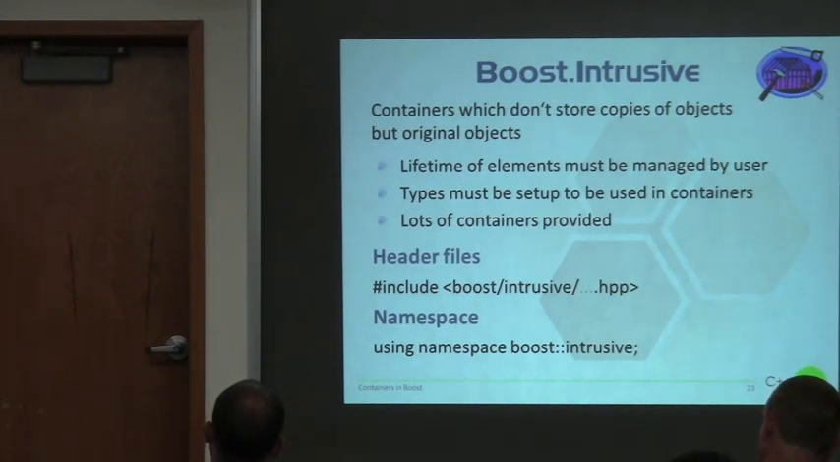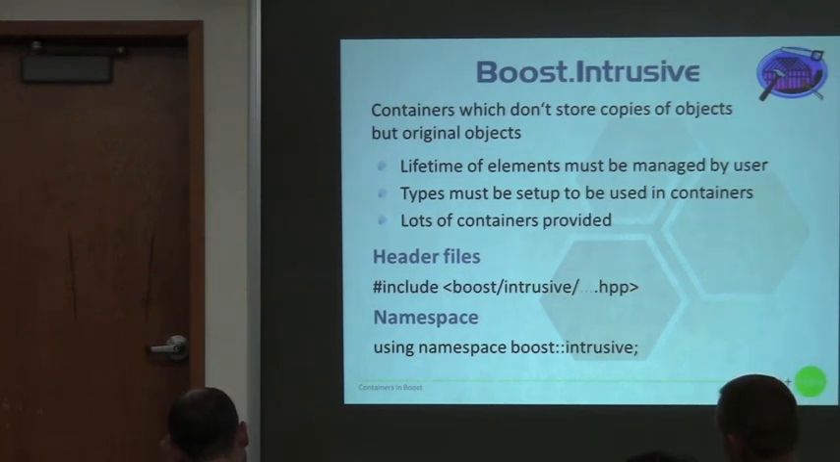So if you have an intrusive list and you want to add an object to the list, you would expect that this object has a pointer to the next element in the list and to the previous element in the list. If you want to store an object into an intrusive list, you must add these pointers to your own object yourself. So there's a lot of extra work required if you want to use intrusive containers. But there are a lot of containers provided by that library. There are actually more containers provided than you find in the standard library, and there are some special ones, special tree containers.